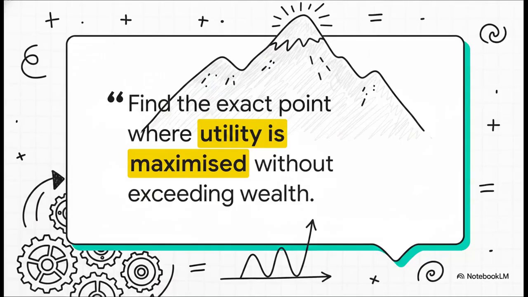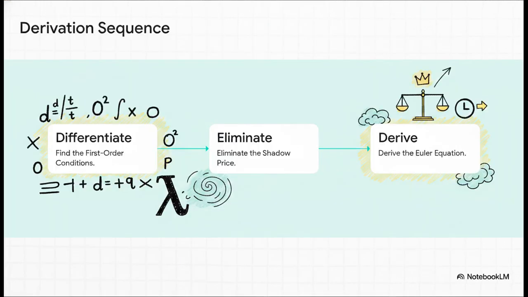You might be wondering, why build this massive equation in the first place? Well, by combining our utility function and budget constraint into a single equation, we can use partial derivatives to find the exact point where utility is maximized without exceeding wealth. We put everything into one line, essentially setting ourselves up to definitively find the absolute mathematical peak of the mountain. The actual derivation sequence breaks down into 3 mechanical steps that'll lead us straight to the optimality condition.